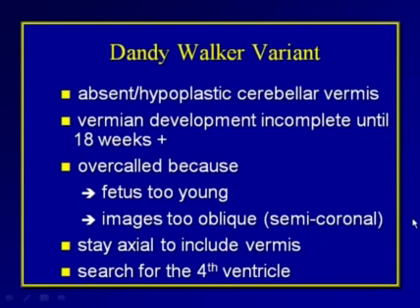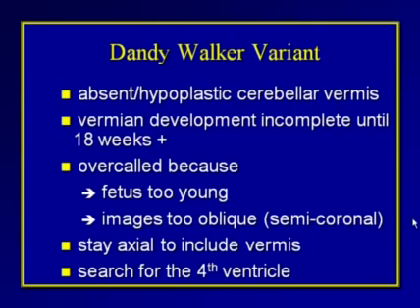Dandy-Walker variants occur when there's absence or hypoplasia of the cerebellar vermis. Remember that vermian development is incomplete until at least 18 weeks. And when mistakes are made with the diagnosis of Dandy-Walker variant, it's often because the fetus is too young, the cerebellar vermis has not completely formed, and what needs to be done is a follow-up exam in 2 to 3 weeks and give that vermis a chance to show up.